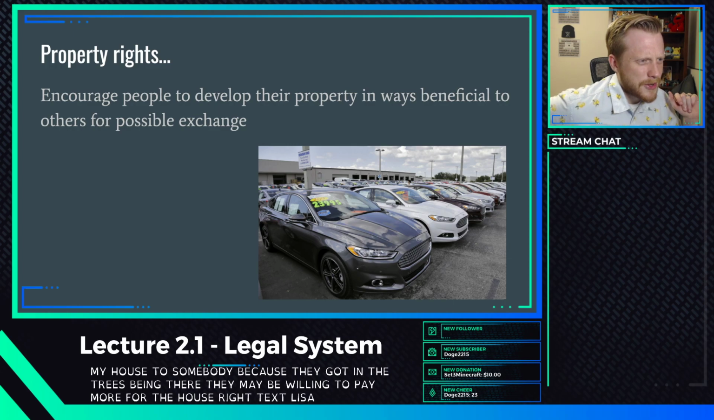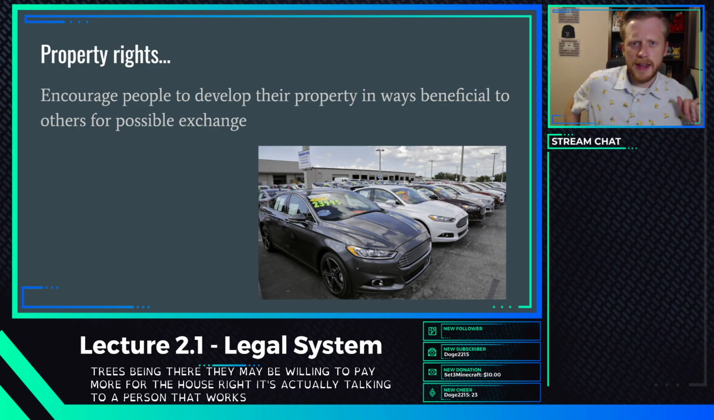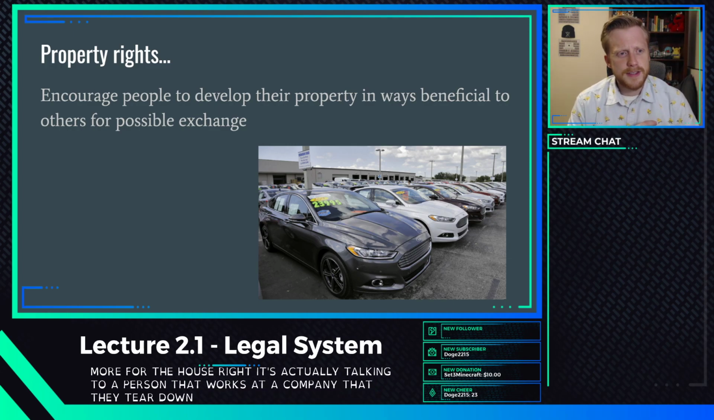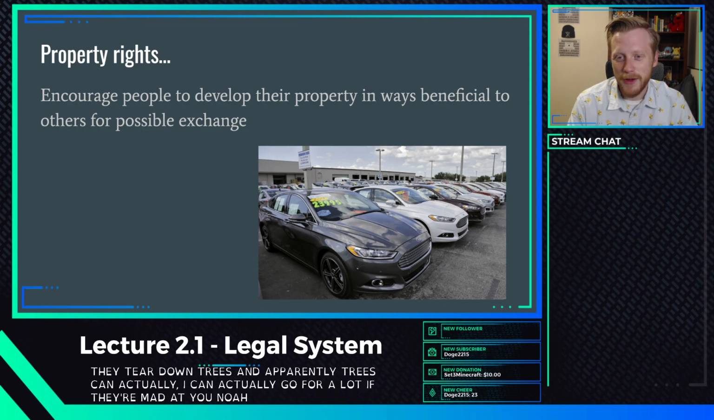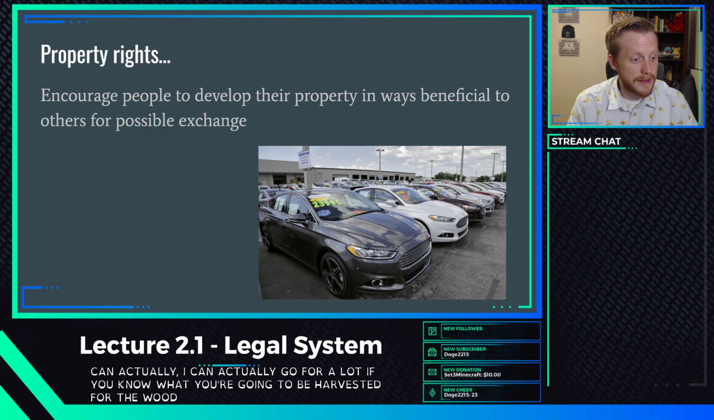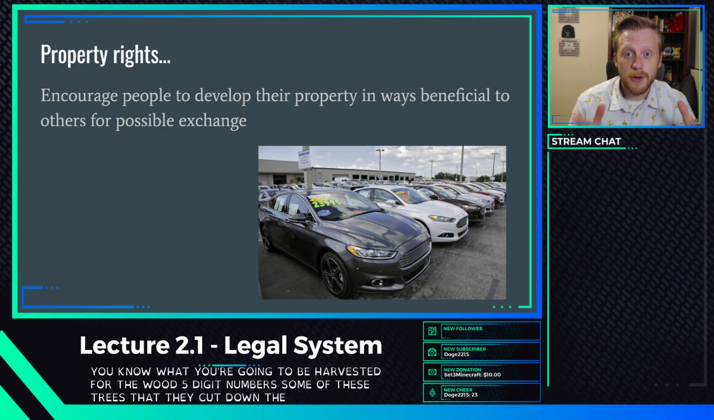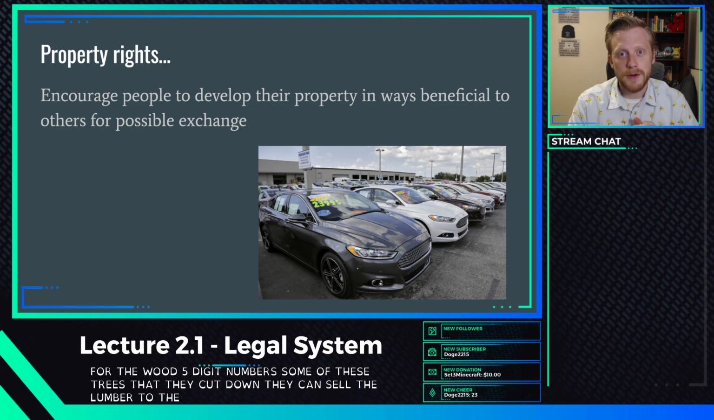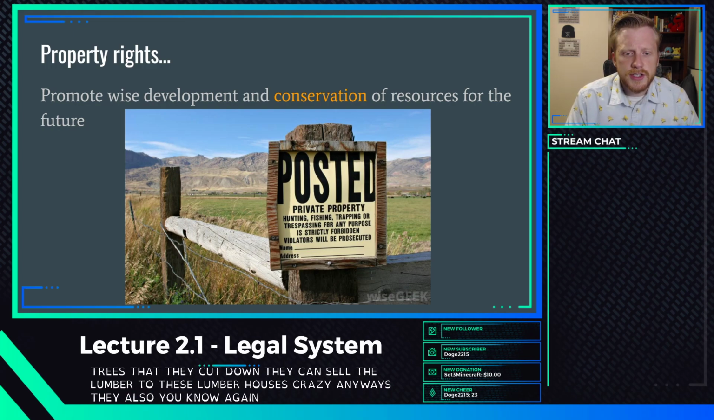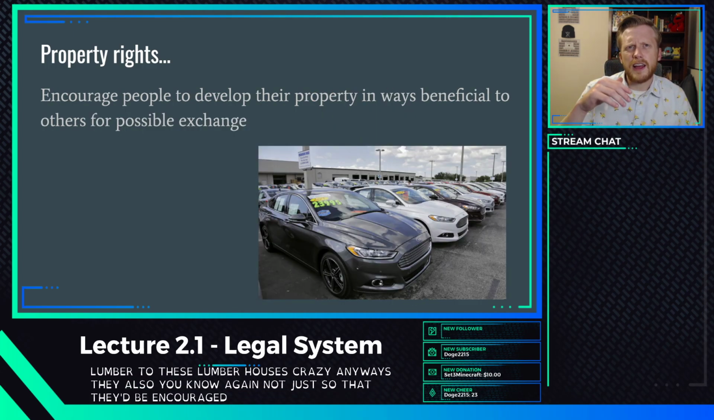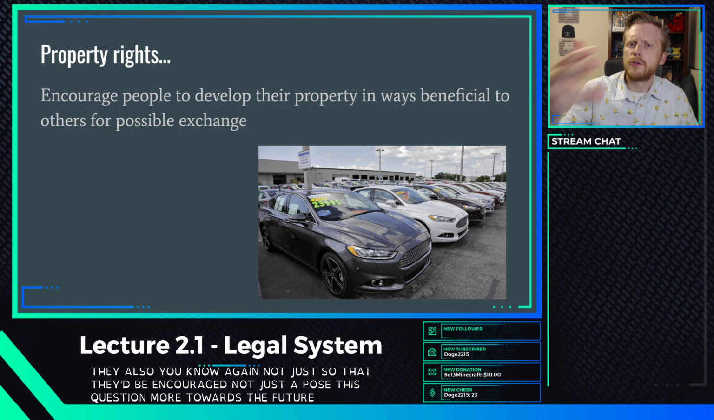I was actually talking to a person that works at a company that tears down trees, and apparently trees can actually go for a lot if they're mature and can be harvested for the wood. They're talking like 5-digit numbers. Some of these trees that they cut down, they can sell the lumber to these lumber houses. Crazy. Anyways, property rights encourage us not just to think about the future, but it's also for other people, right?